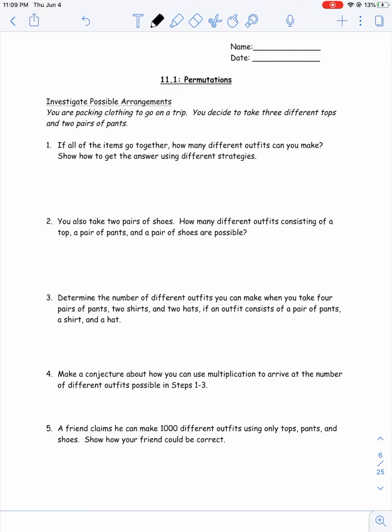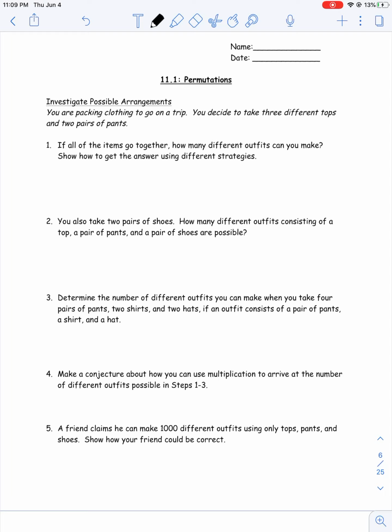So this is our unit about permutations, combinations, and binomial theorem. The first lesson is about permutations, and that's lesson 11.1. So imagine you're packing for a trip. You decide to take 3 different tops and 2 pairs of pants. If all these items can go together, how many different outfits can you make?